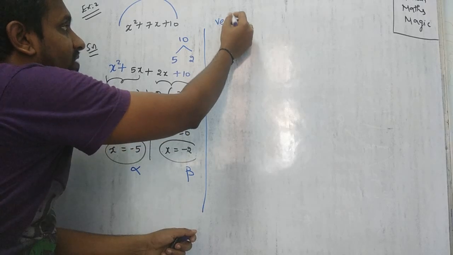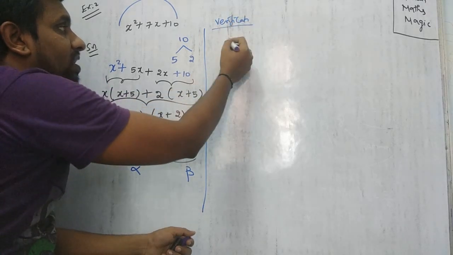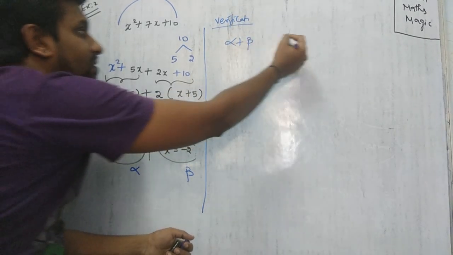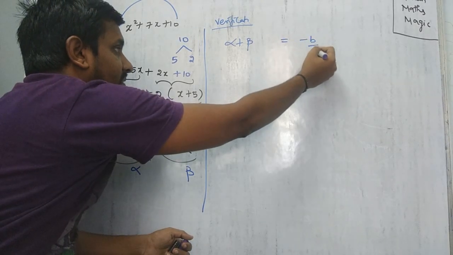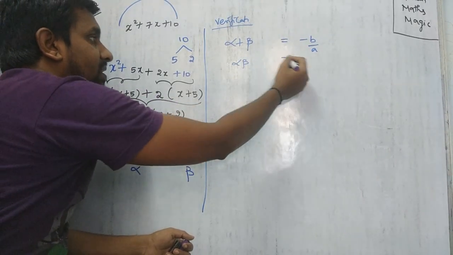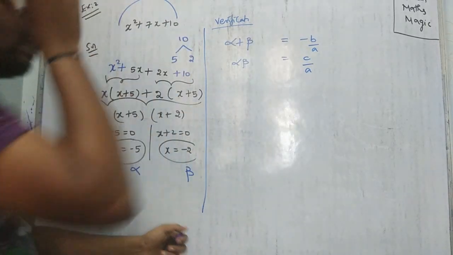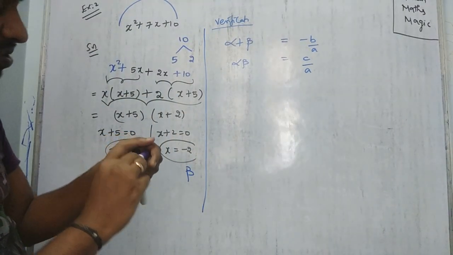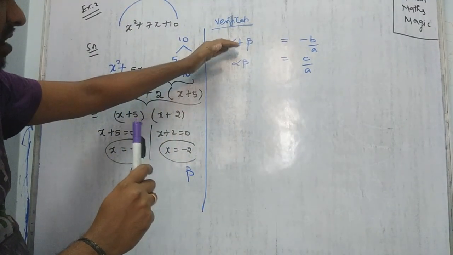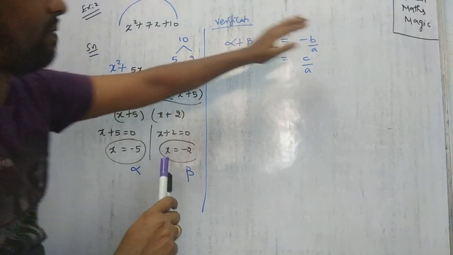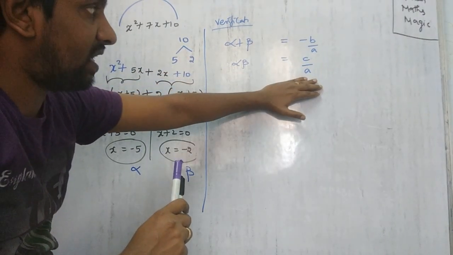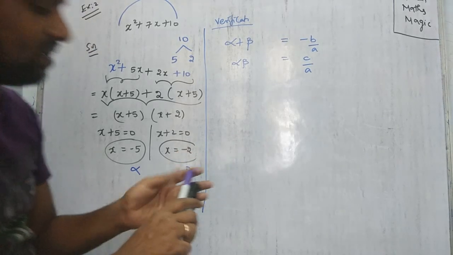Second part is verification. Write the formulas: alpha plus beta equal to minus b by a, and the other one, alpha beta equal to c by a. So we have to verify. First see what alpha plus beta comes to, what alpha beta comes to, what minus b by a comes to, what c by a comes to. If both are same, your answer is correct.